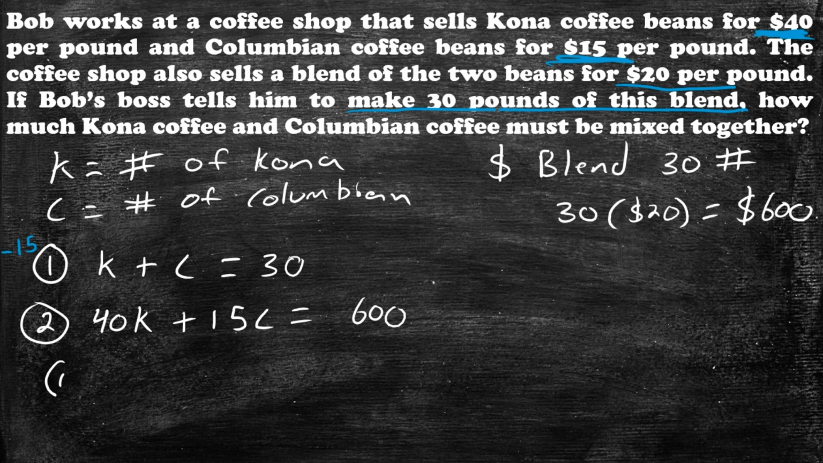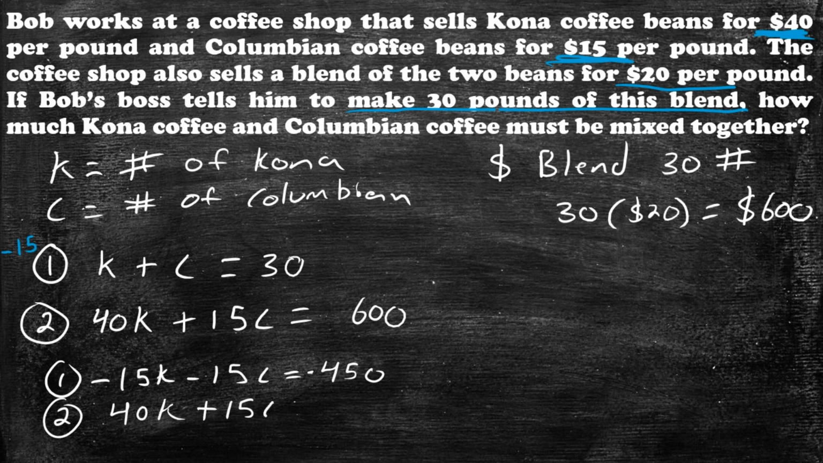So equation number 1 becomes -15k minus 15c is equal to negative 450. And equation number 2 remains the same at 40k plus 15c is equal to 600. All right, so from here, what we're going to do is add these equations together. And I'm going to write that on the right-hand side.